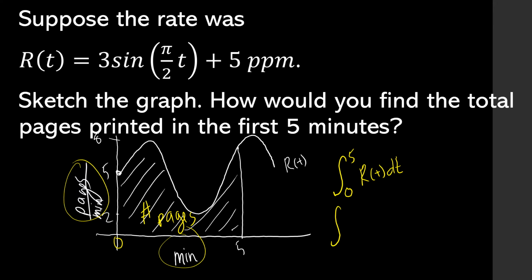All you have to do is type that into your calculator. I suppose we can't type in what I just wrote. We'd have to type in the integral from 0 to 5 of 3 sine of pi halves t plus 5 dt. I'm not going to worry about that numerical value. I think it's 26 something. But what I'm worried about is, do you understand why the area under this rate graph gives us the number of pages printed?